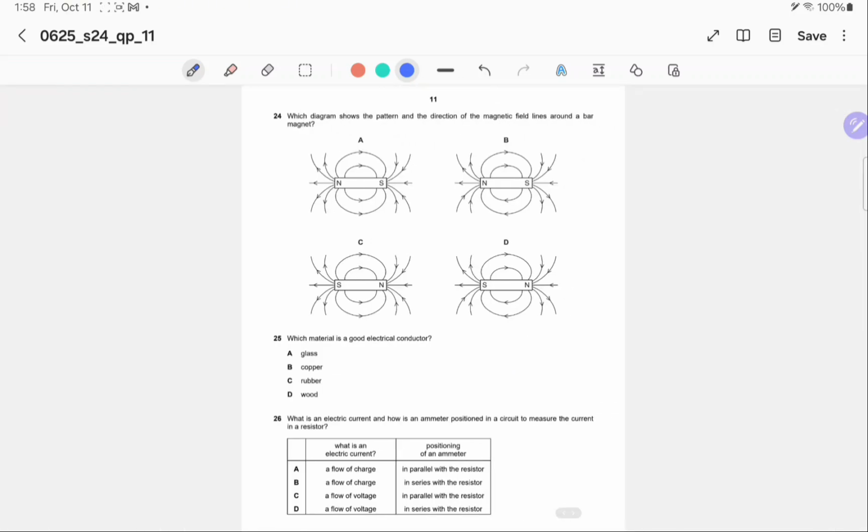24th question. Which diagram shows the pattern and the direction of magnetic field lines around a bar magnet? So it should be north to south. We will first consider north south. Here it is there. Similarly here, but the magnetic lines should be from north to south. So here it is north to south. Here also from north to south.